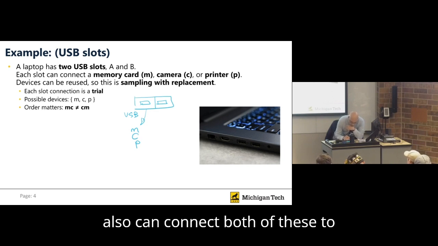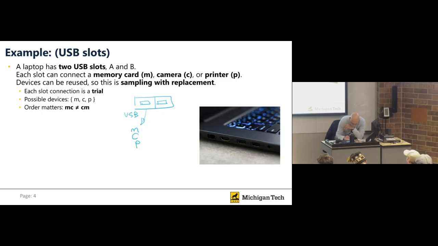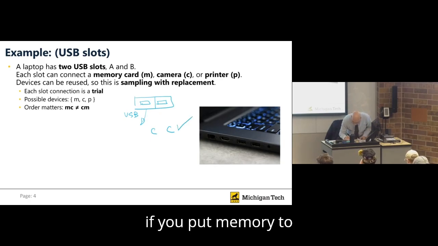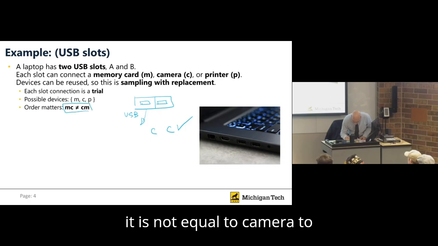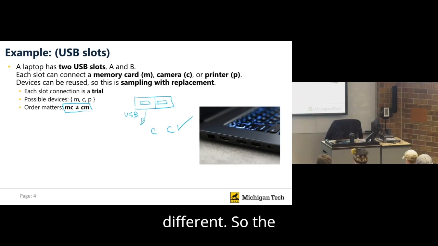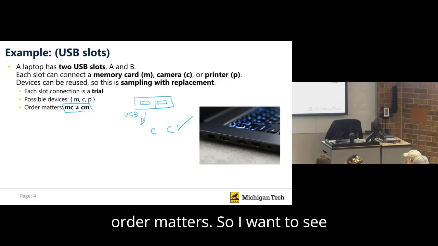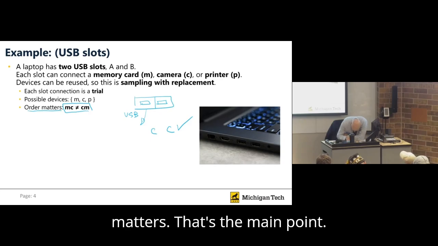But you also can connect the same thing to both. Like, for example, you can have a camera here and a camera here too. So this is allowed. But if you put memory in one and camera in the other one, this is not equal to camera in the first and memory in the second. That's different. So the order matters. So I want to see how we can describe that. The order matters. That's the main point.